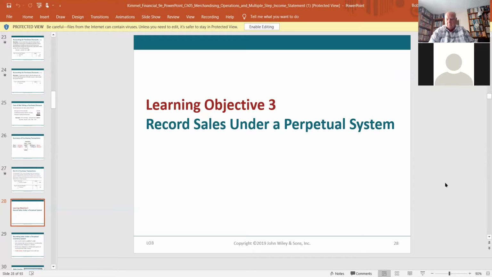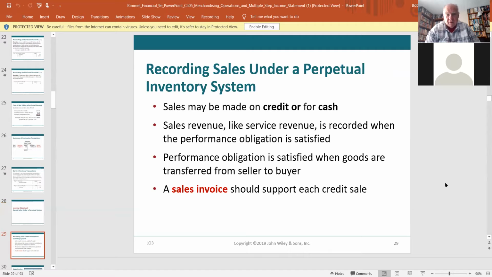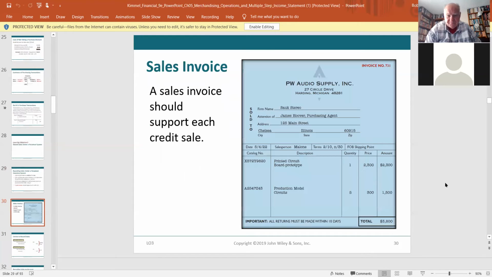Record sales under a perpetual. We're still working with a perpetual system. Sales may be for credit or cash. Sales revenue is recorded when we deliver the product, the performance obligation, when the goods are transferred from seller to buyer. That gets us back to FOB. When did the title to the goods change?